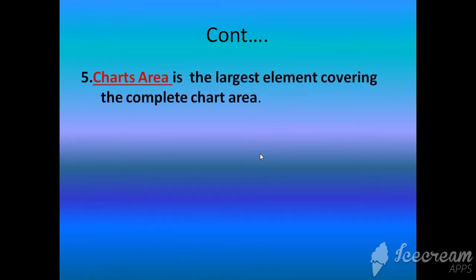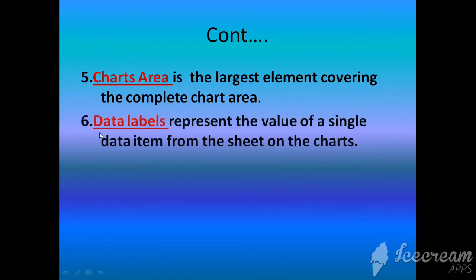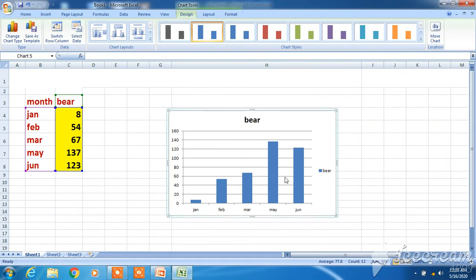Chart area is the largest element covering the complete chart. In a chart, the chart area covers the largest part. I will show you soon. Just wait. And data label represents the value of a single data item from the sheet on the chart. Again coming to this Excel sheet. First thing I would like to show you is the chart area. This is the chart area. Please students, see, the entire area is the chart area, right?